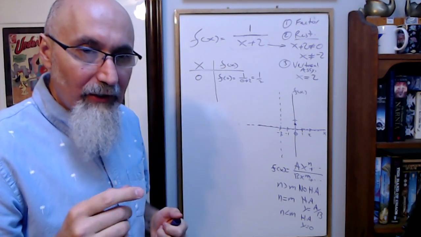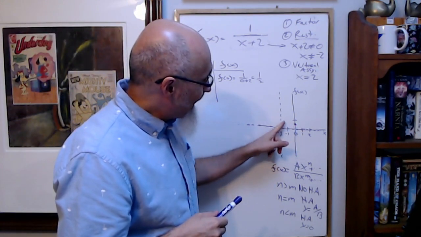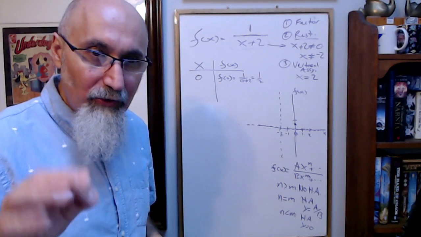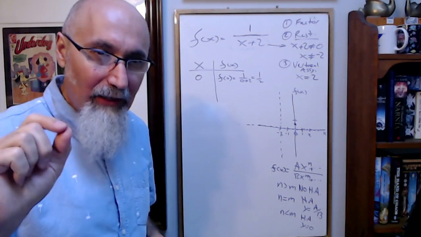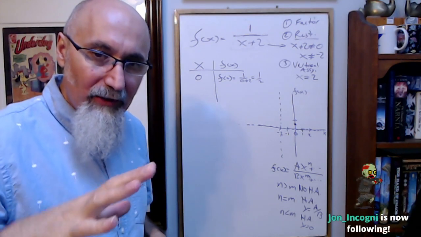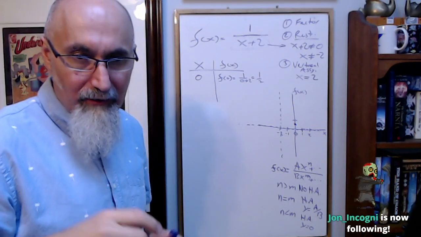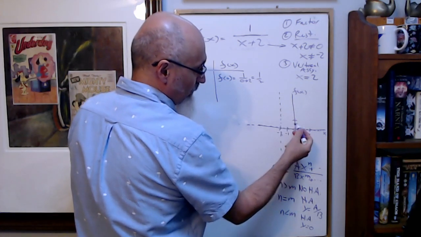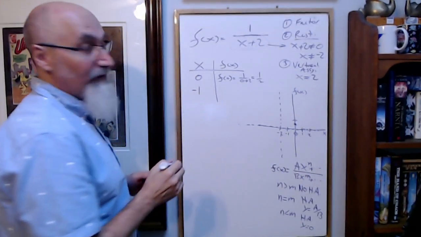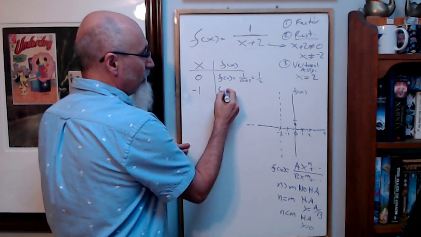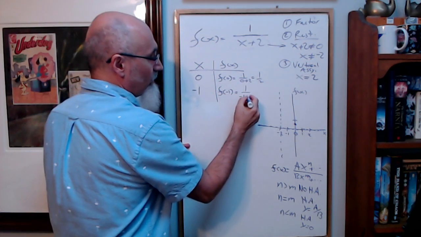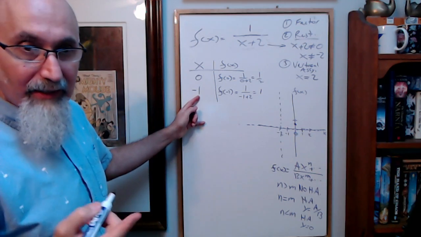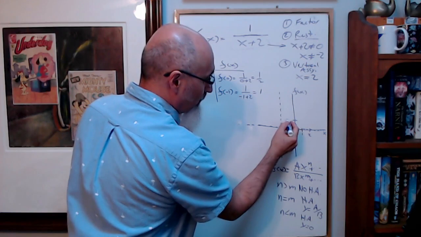Now you ask yourself, what happens to the function as you approach this asymptote? That's where calculus comes in, because calculus gives you the behavior of a function and defines it better. So let's assume we're here and we start moving towards this asymptote. Let's find out what f of negative 1 is. f of negative 1 is equal to 1/(-1 + 2). Negative 1 plus 2 is 1, so this just becomes 1. So when x is negative 1, y is 1.